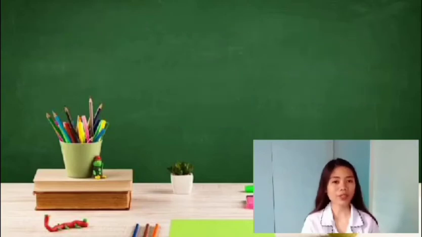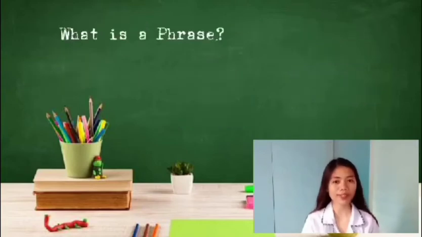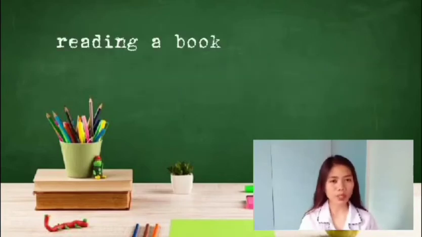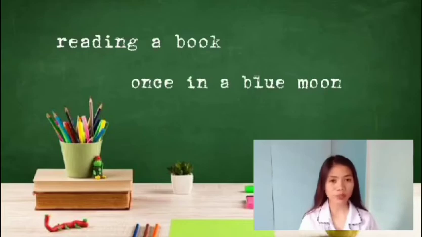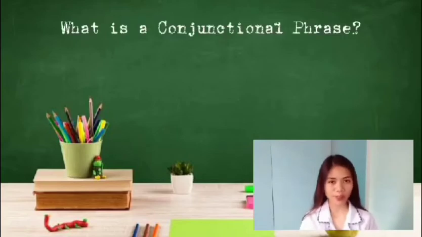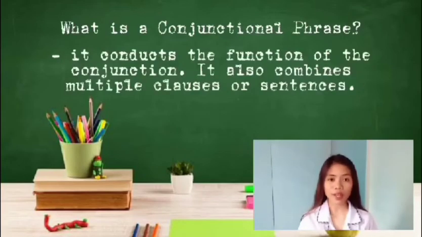Now, let's take a look at the definition of phrase. A phrase is a group of words that work together to make meaning, but it is not a complete sentence. Examples are reading a book and once in a blue moon. Now, if we combine these two, what will be a conjunctional phrase? A conjunctional phrase conducts the function of the conjunction. It combines multiple clauses or sentences.